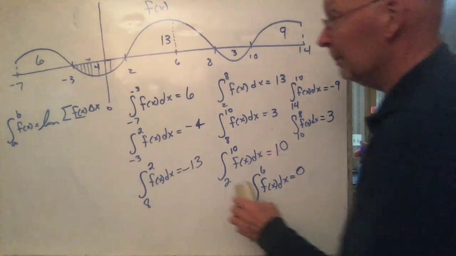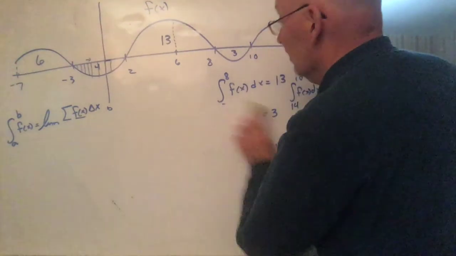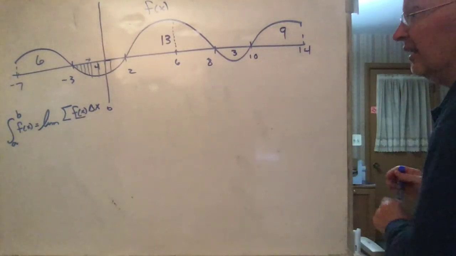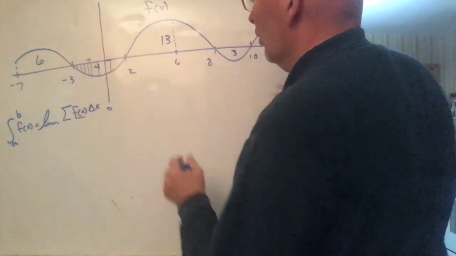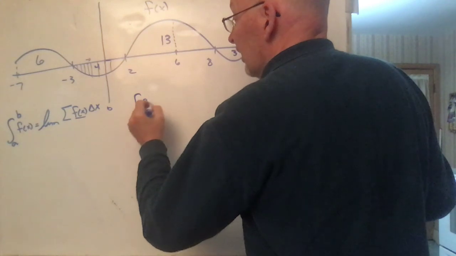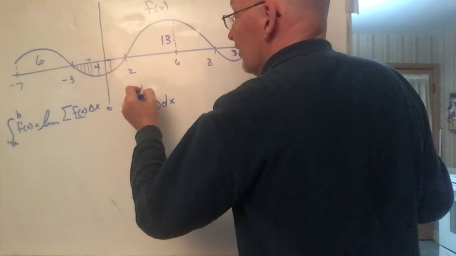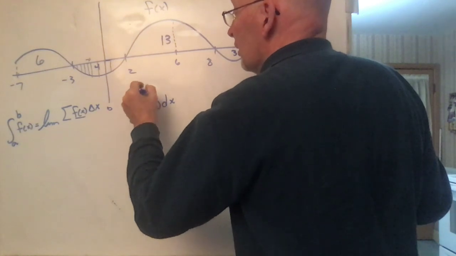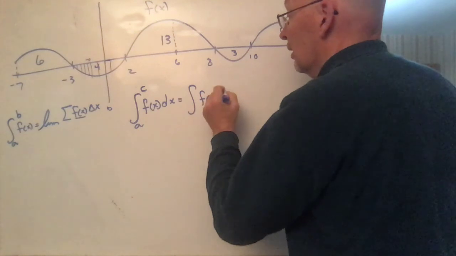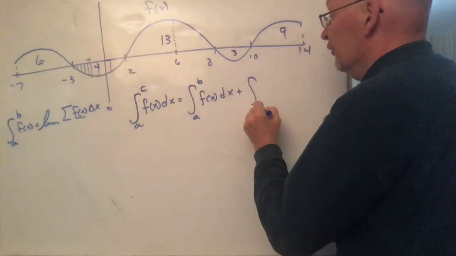So, with that, let me show you a couple final things here. And that is, because of the way this all works out, here's what's true. What's true is that the integral of f of x from a to c is going to be equal to the value of the integral from a to b plus the value from b to c.